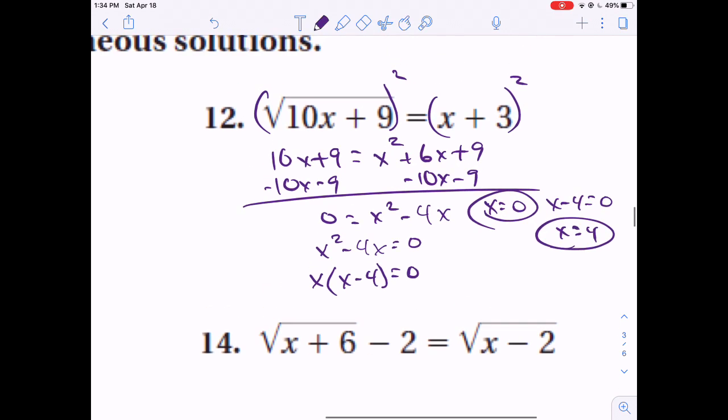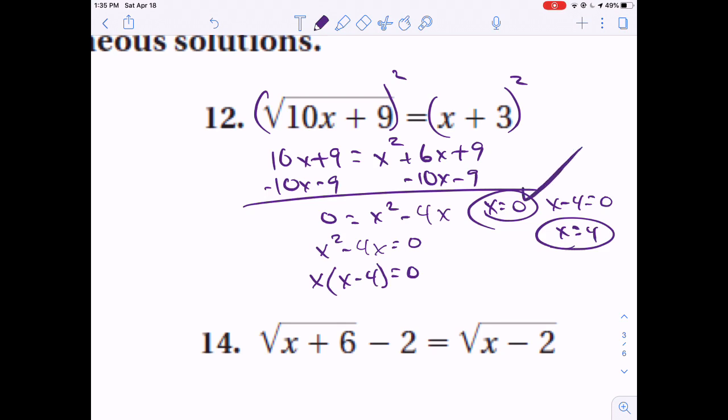Back to the original equation. 0 is always a wonderful thing to work with. I'll put the 0 in first. 0 on the left side, 0 times 10x is 0. So I have 9. And the square root of 9 is 3. I put 0 on the right. 0 plus 3 is 3. The 0 seems to check out.